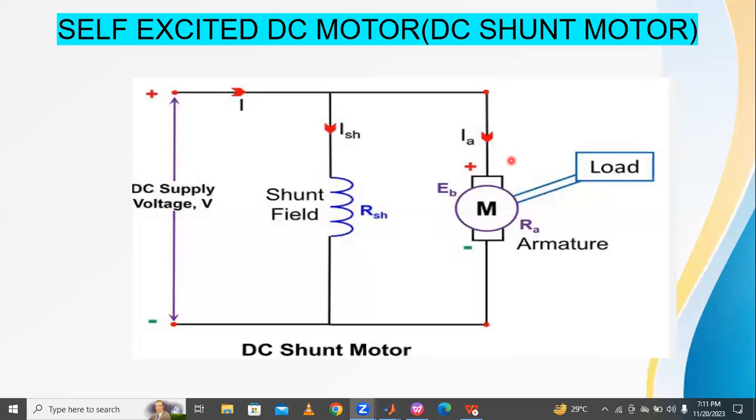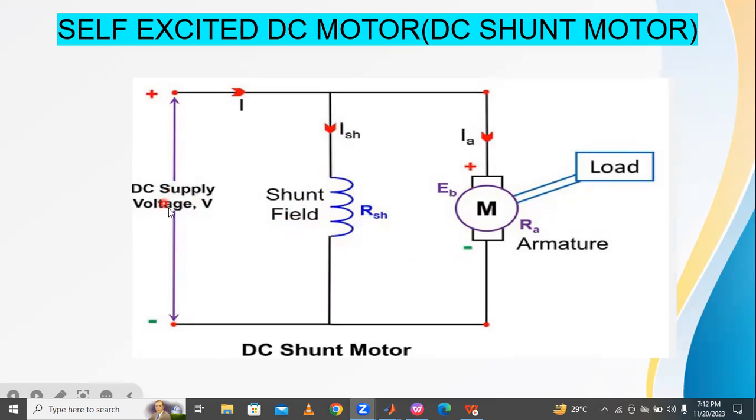So this is the circuit diagram of a self-excited DC motor, called a DC shunt motor. The field winding is connected in parallel to the armature winding of the DC motor, and it is called the shunt field winding. That's why this motor is called a DC shunt motor.